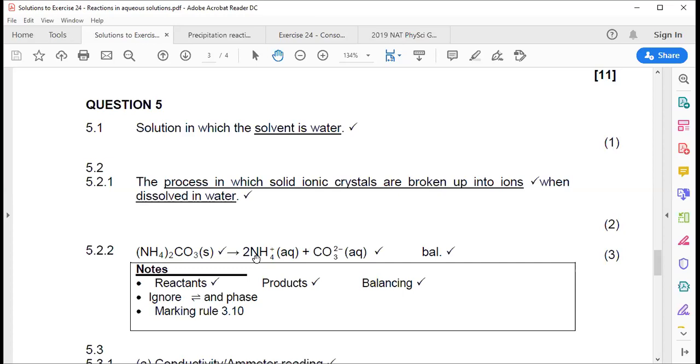Dissociation is for ionic compounds, so you've got your cations and your anions, and you're going to have free ions in solution. But with sugar, there are no free ions in solution. So sugar dissolves, it does not dissociate. Okay, we'll move on to the next one.